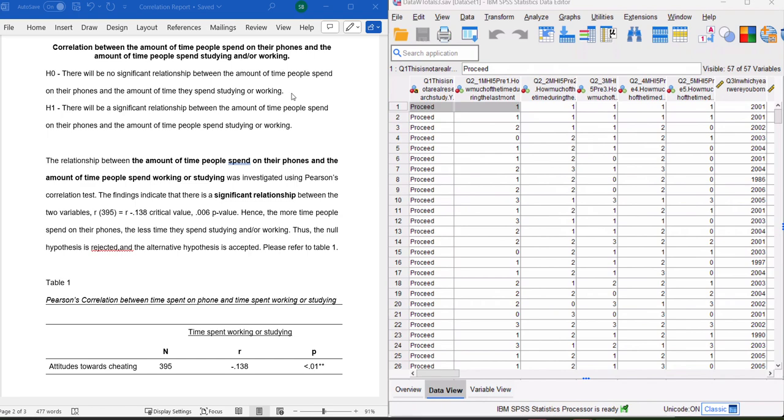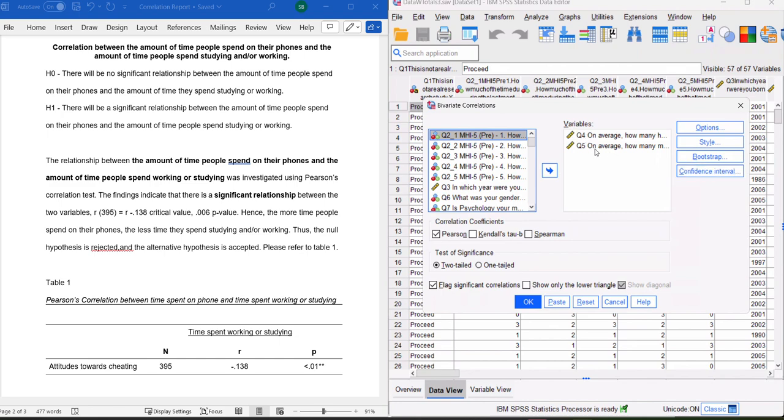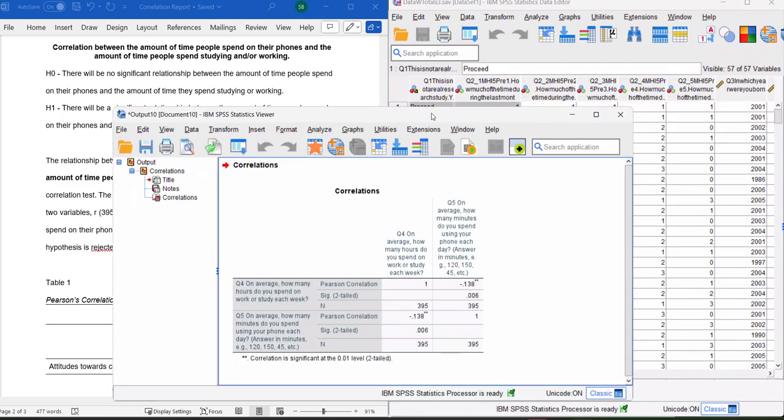To perform the test, I am going to click on Analyze, Correlate, Bivariate. Here I selected my two continuous variables that I am testing. Click OK, and here's the data.